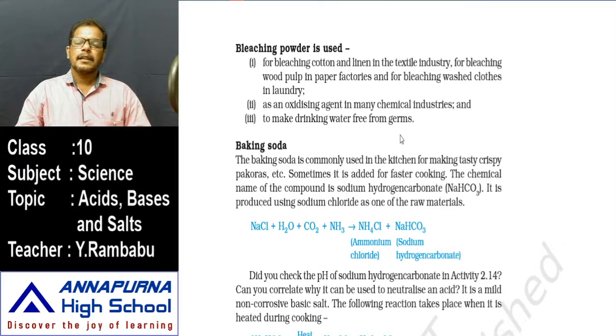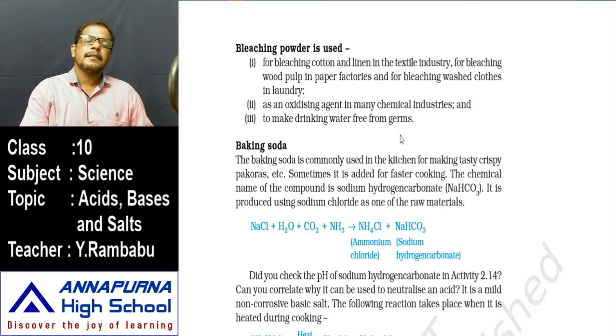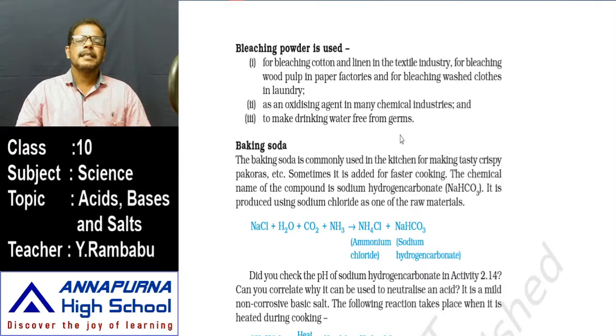And not only in the textile industry, but also in paper factories. Generally, how is paper produced? From wood pulp. That wood pulp is not pure or colorless, certain color is there. It becomes colorless when reacted with bleaching powder. Like that, bleaching powder is used in paper factories also. And it is used for washing clothes in laundry.